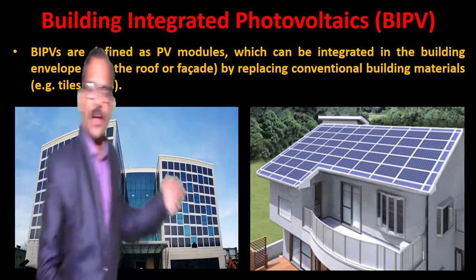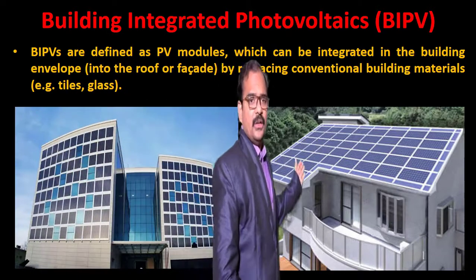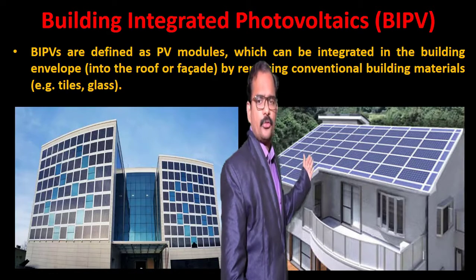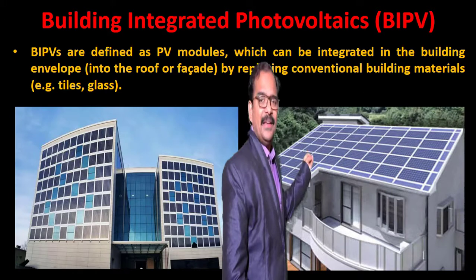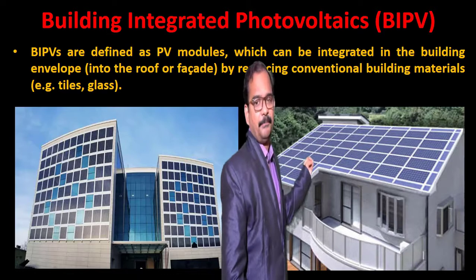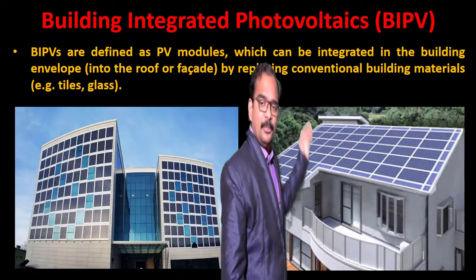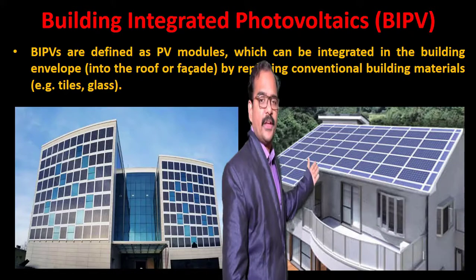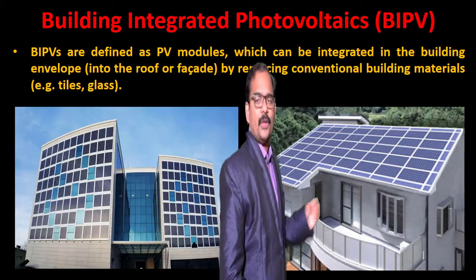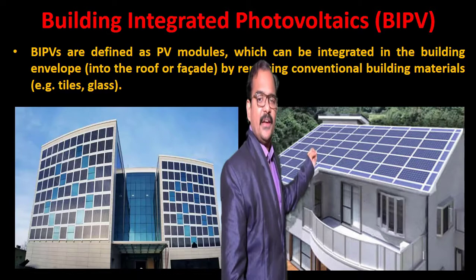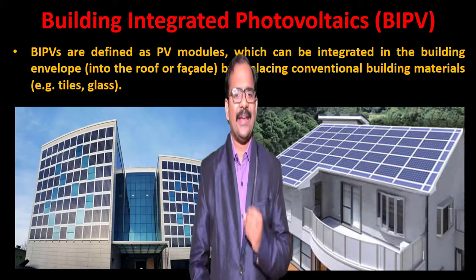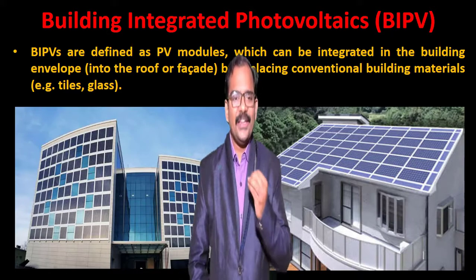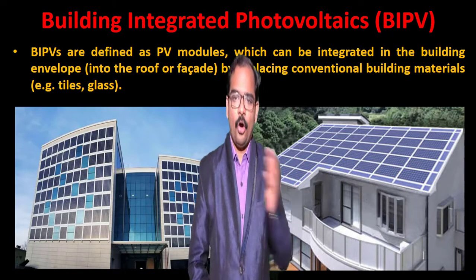And on the other hand, you can see in this picture the photovoltaic modules are integrated into the building's roof by replacing the conventional building materials like tiles. So the roof of this building was integrated with photovoltaic modules, and that is the reason why we also call this one as a building integrated photovoltaic system. So the building integrated photovoltaic systems can either replace the construction materials in facade or roof.